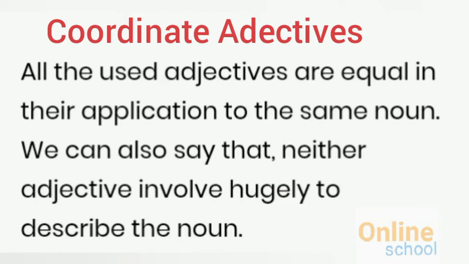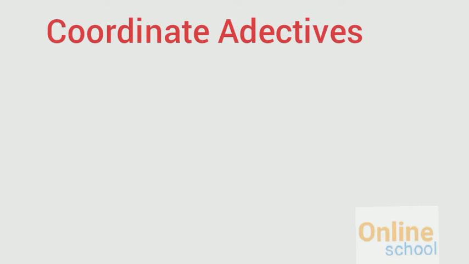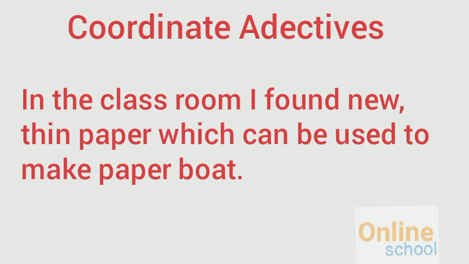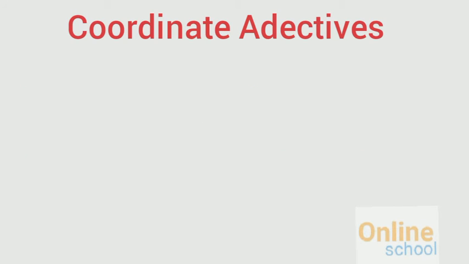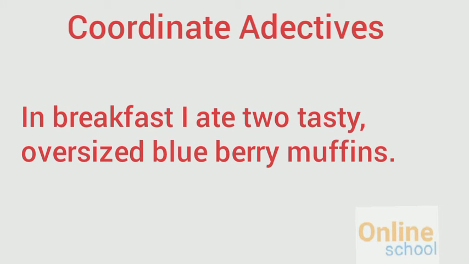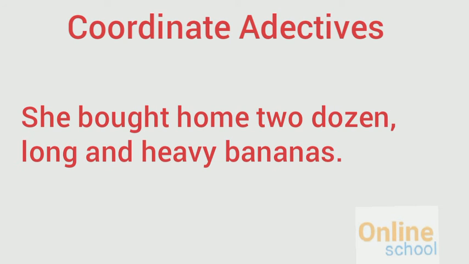The order of adjectives can be scrambled and joined by the use of and. Each coordinate adjective is separated by a comma. Example number 1. In the classroom, I found new, thin paper which can be used to make a paper boat. Number 2. At breakfast, I ate 2 tasty, oversized blueberry muffins. Number 3. She brought home 2 dozen long and heavy bananas.